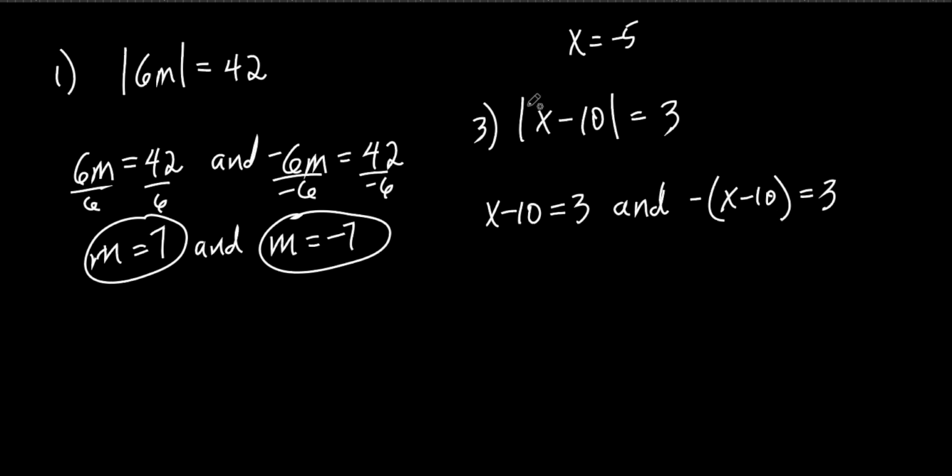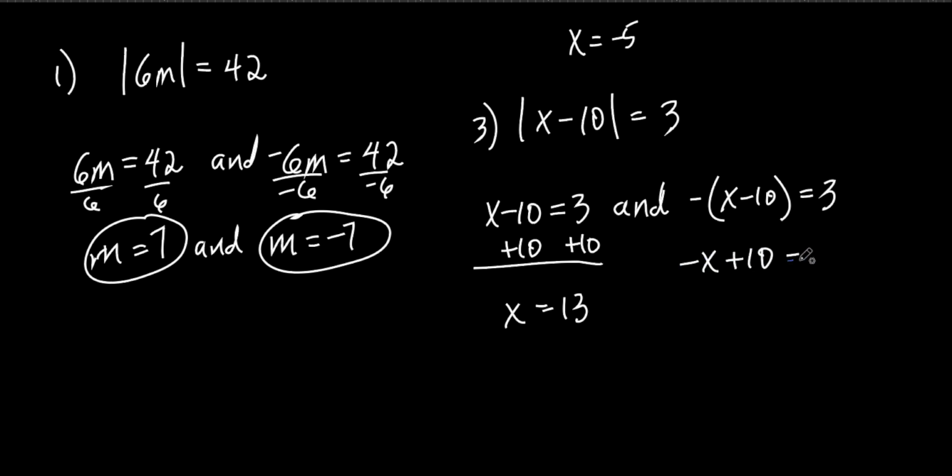So the first one's easy. We pretend we don't even have the absolute value there. All right? So I just write it as if the absolute value was not there. That's easy. Plus 10, plus 10. x is 13. That's one answer. What about this right here? What do we have to do here? I made this negative. I put this in parentheses because you got to make both of those negatives, right? So this is going to be negative x, what?